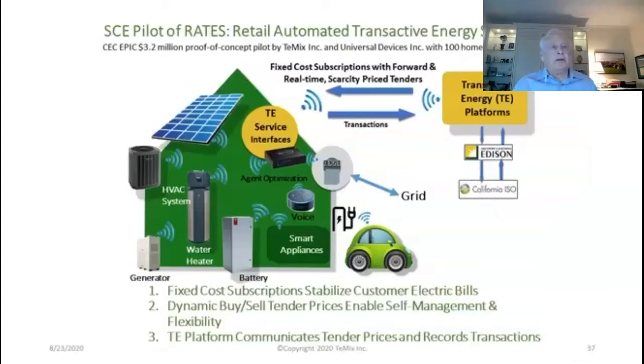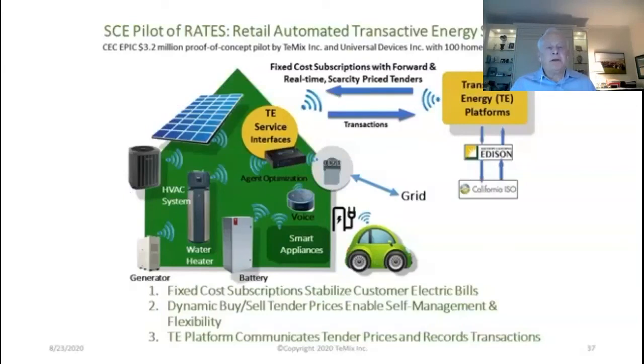So this is getting the pilot. The pilot was funded by the California Energy Commission EPIC program. It was a $3.2 million award. It's a proof of concept pilot. It was done jointly between Temix and Universal Devices with about 100 homes on an SCE circuit, the Moore Park circuit in Los Angeles.